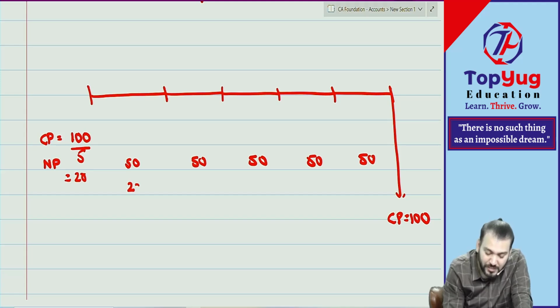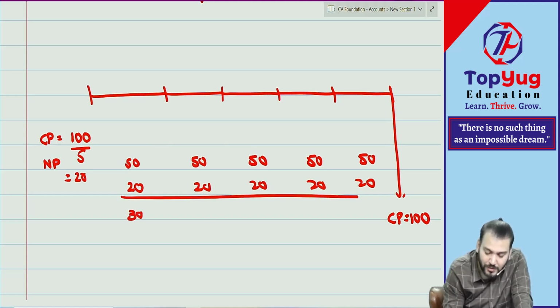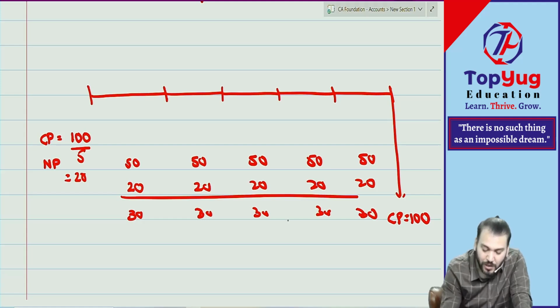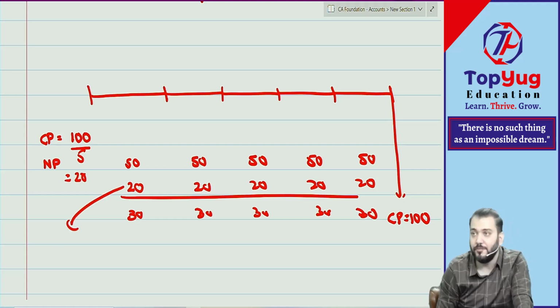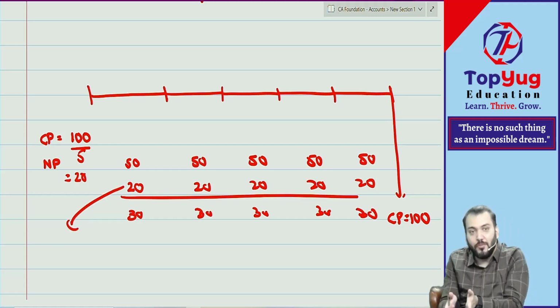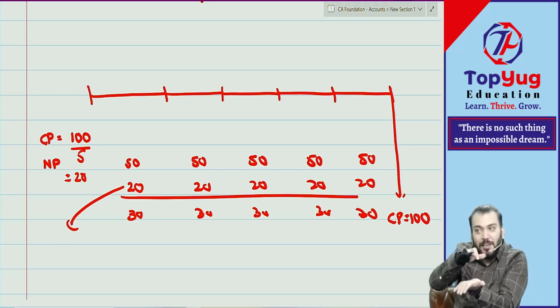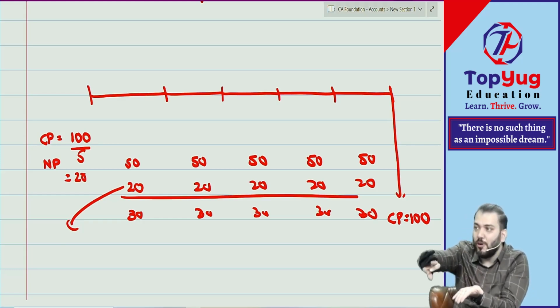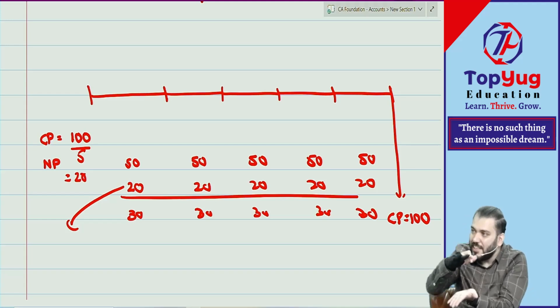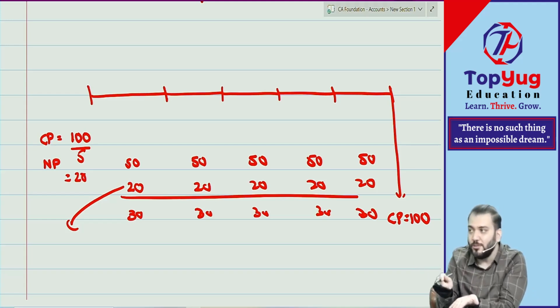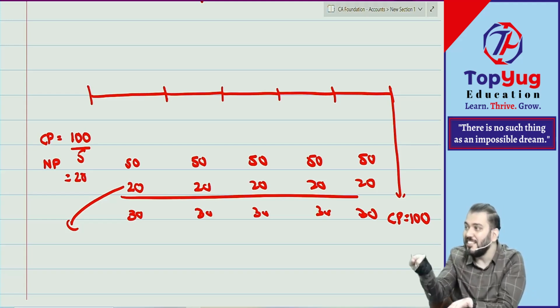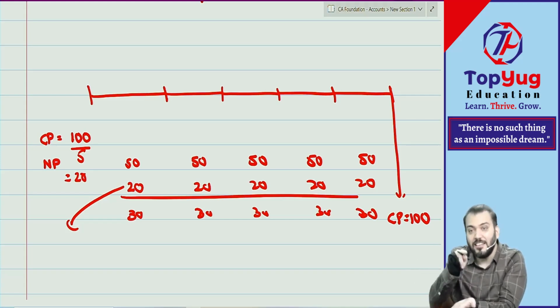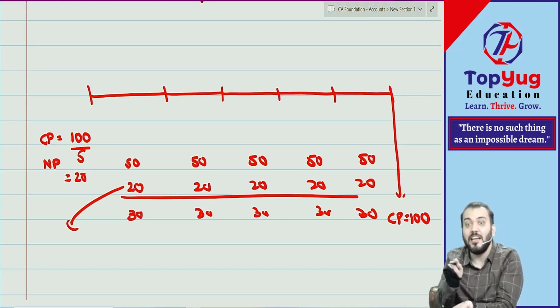So 20 is deducted each year, and 30, 30, 30, 30, 30 is transferred to the owner. Means this is retained profit. We have retained the profit and it will remain in the business. It is not transferred to the owner. If it is retained in the business, this amount can be used by the business to purchase another asset at the end of useful life.